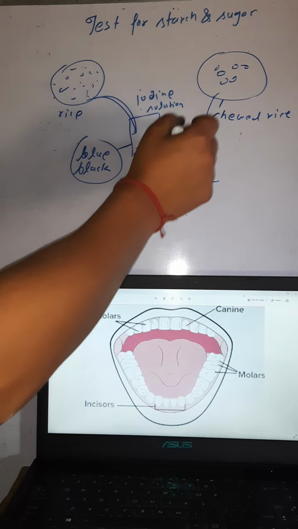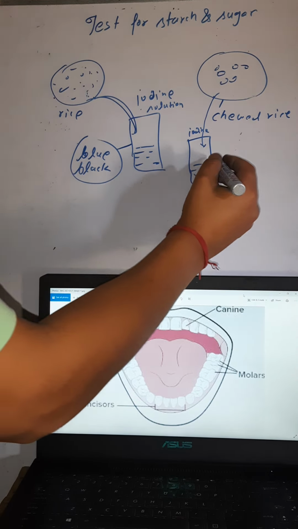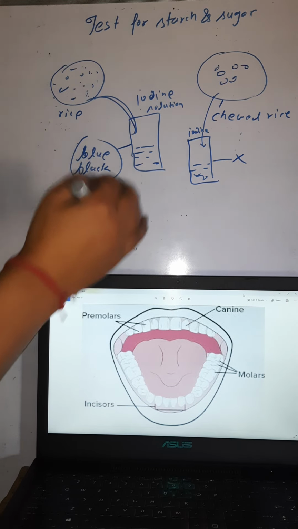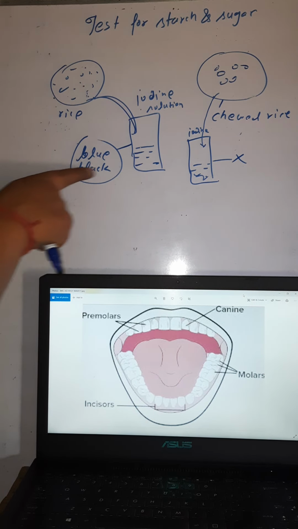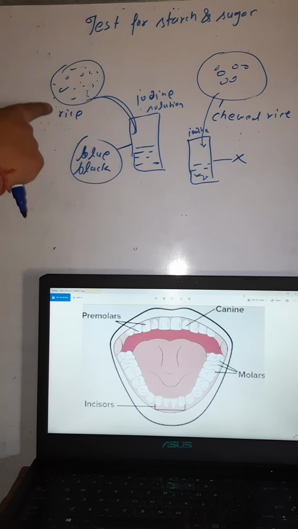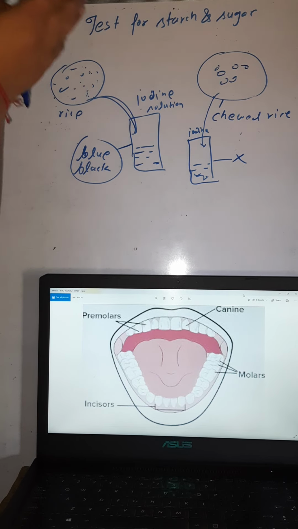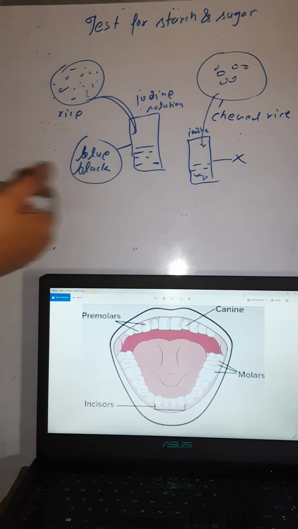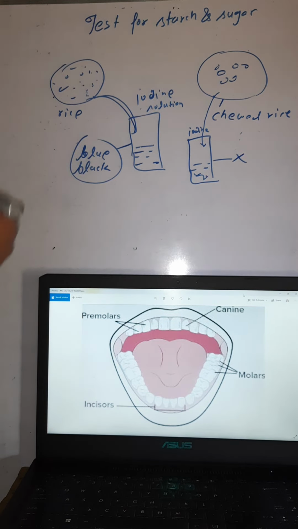Now when you add the iodine solution here, the color is not changed. The color would not change into blue black, rather the color would remain the same. So what does this show? Earlier when the rice was not chewed, the color changed into blue black. Now after you chewed the rice and add it to the iodine solution, the color is not being changed. What does this show?